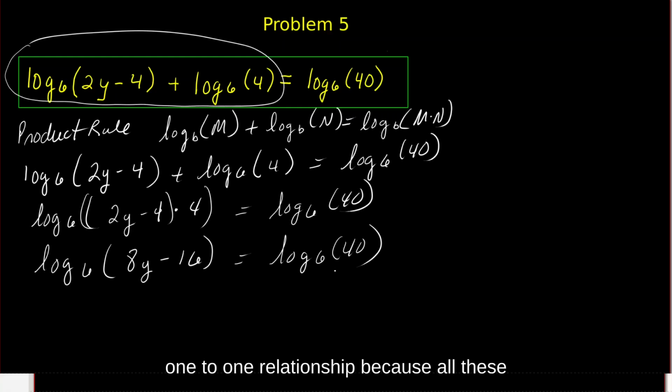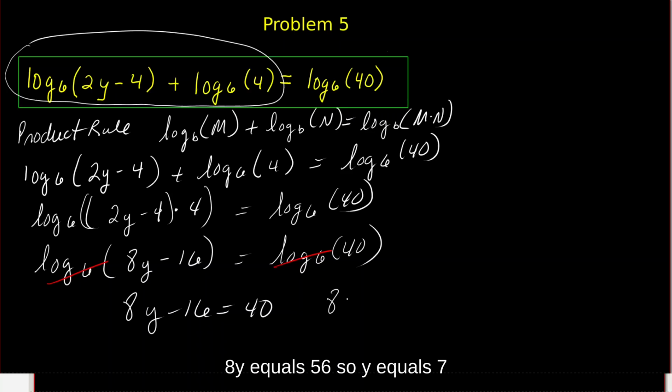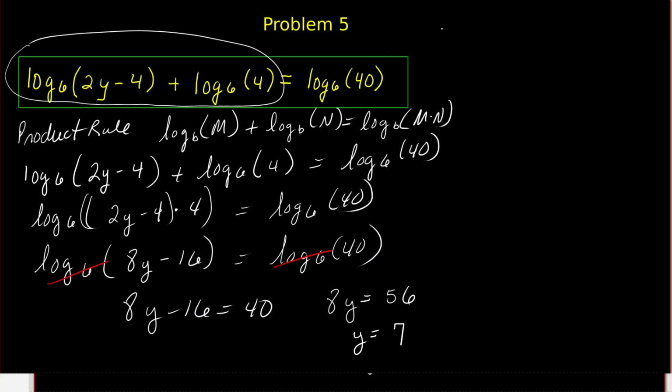Now let's use our one-to-one relationship because all these are the same log base. So I can cancel out the log bases. So I have 8y minus 16 equals 40. So 8y equals 56. So y equals 7.